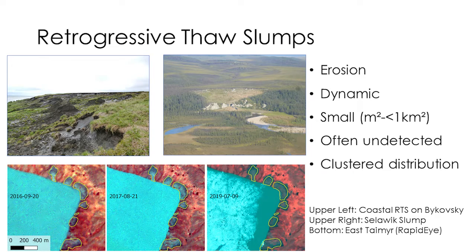But there are also many unknown places in Russia and Siberia where we do have thaw slumps, but they're not thoroughly mapped. And they can be pretty dynamic, as we see here on the bottom. So these are RapidEye images where I delineated thaw slumps in 2016. This is on the Taimyr Peninsula, which is also one hotspot, which is not very well known. And here we already see how they expand over time.